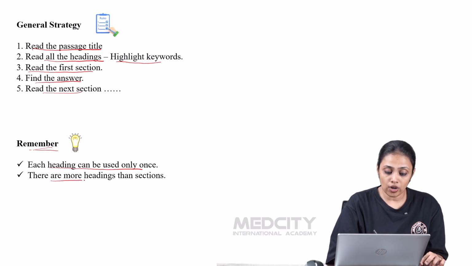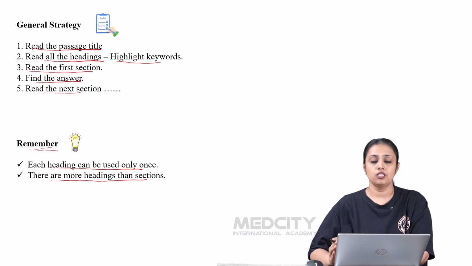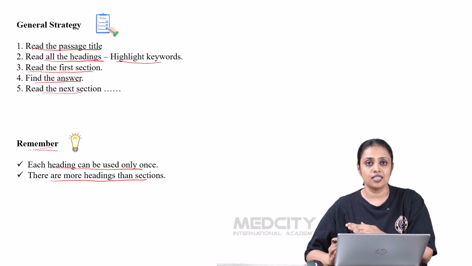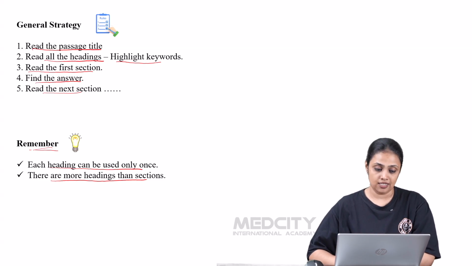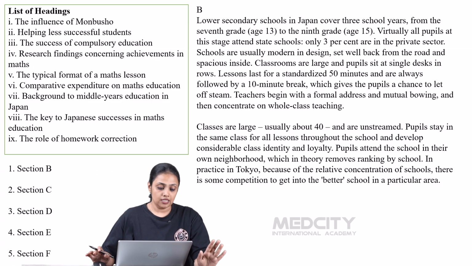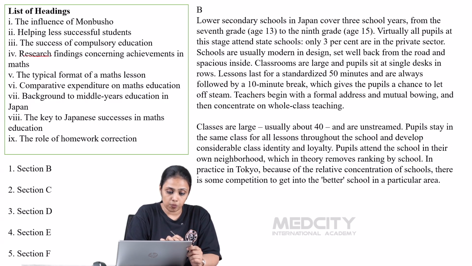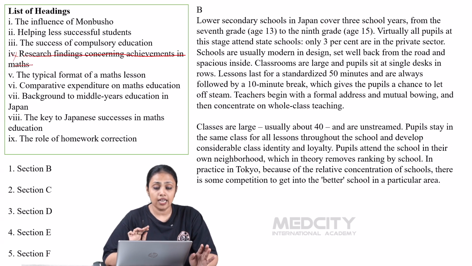Then there are more headings than sections. This also you have to keep in mind. Suppose you have 5 sections, you won't have exactly 5 headings. You'll have more headings. That is another thing that you have to understand regarding matching headings. Now with this, shall we start? The first one was done as an example. Section A was already done as an example and the answer for that was given as option 4. So we can strike this out. We need not consider this in our search for the heading for section B.